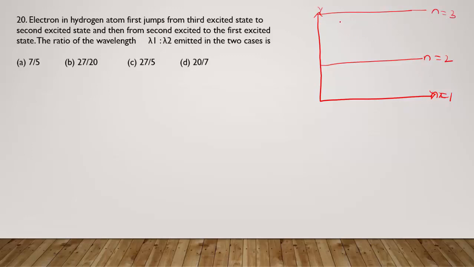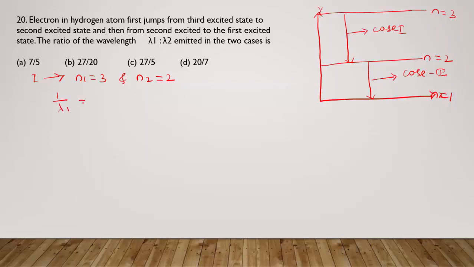The electron in the hydrogen atom first jumps from the third excited state to the second excited state. This is case 1. And then from the second excited state to the first excited state. This is case 2. We need the ratio of wavelengths lambda 1 and lambda 2 in these two cases. For the first case, n1 equal to 3 and n2 equal to 2.